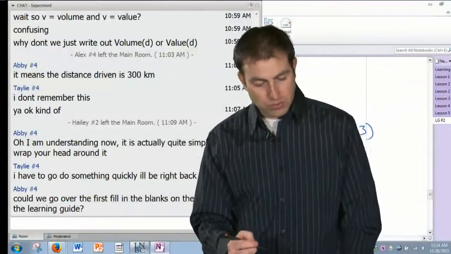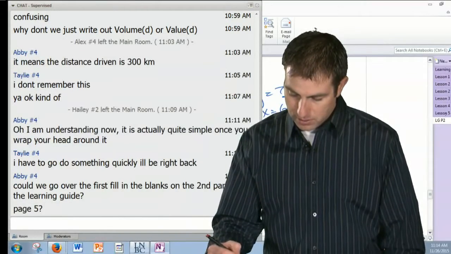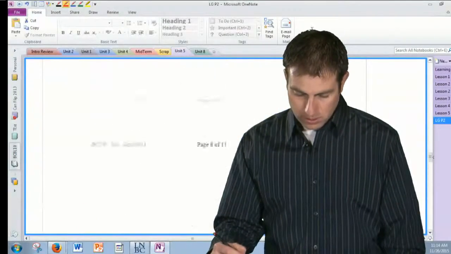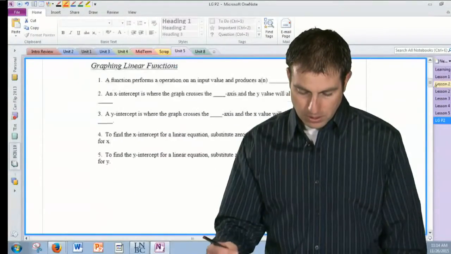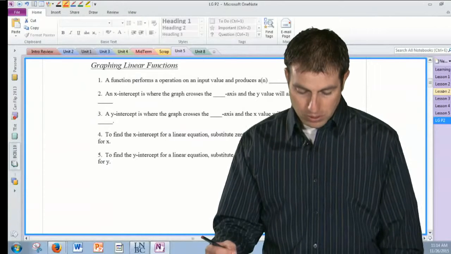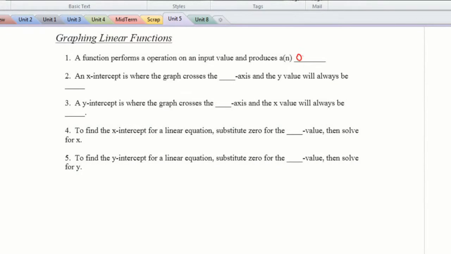Abby's asking, can we go over the first fill in the blanks on the second part of the learning guide? Page 5. A function performs an operation on an input value and produces, I'm going with output probably, or output value. An x-intercept is where the graph crosses the x-axis. The y value will always be 0.